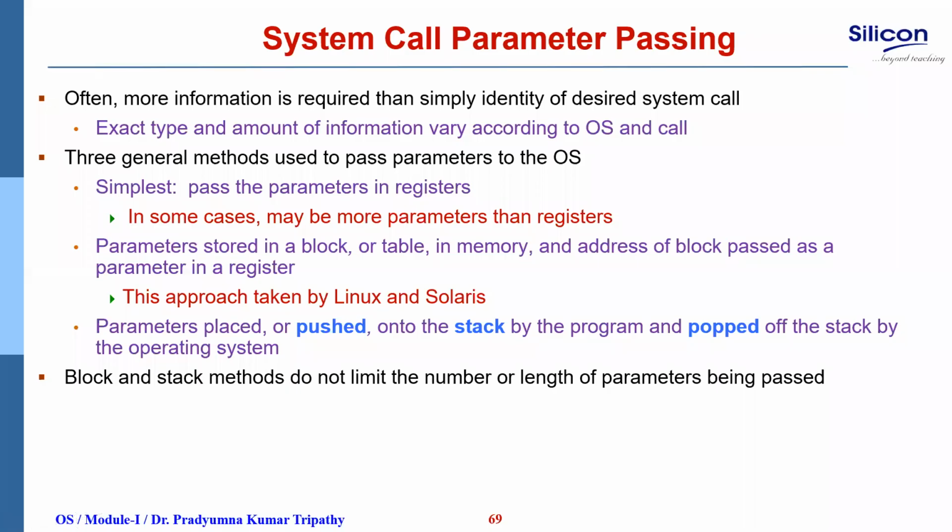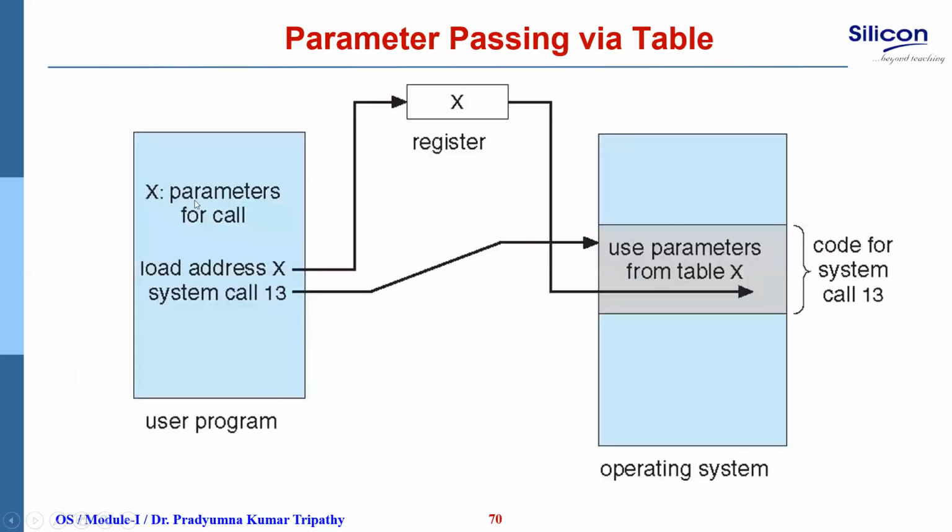Let me explain this slide. I have a parameter X in the call over here, and I want to call system call 13. This is your user program, and this is your operating system. I am running a program. This program needs system call 13 to be invoked, which is in the operating system. This is the code for system call 13. So here it requires a parameter, X, to be passed. X is the parameter for the call.